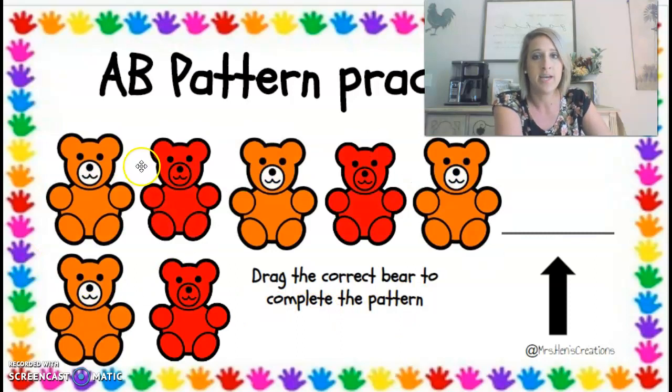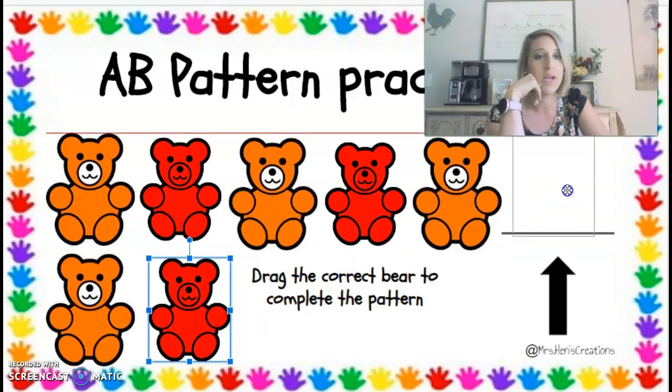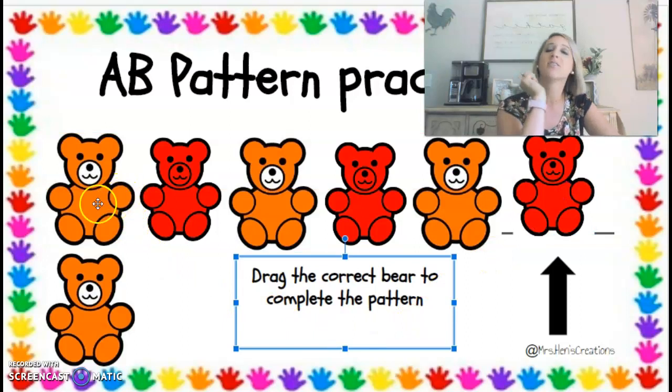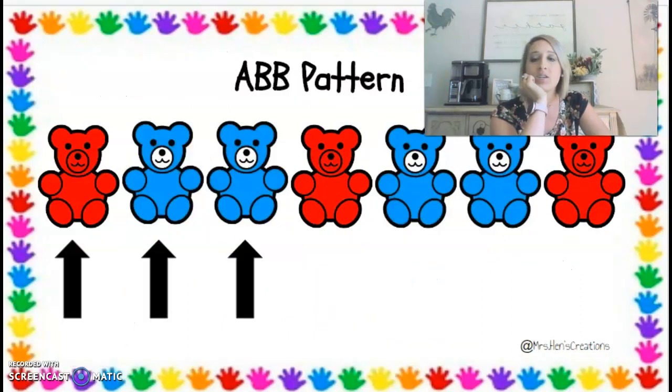All right, next, one more page of practice for A-B pattern. Ready? All right. Orange, red, orange, red, orange, red. Very good. So let's bring the red bear to the blank. Very good.